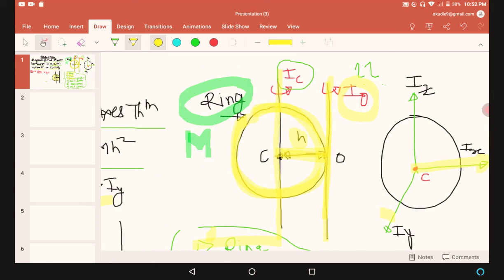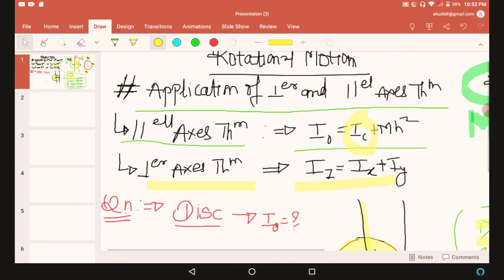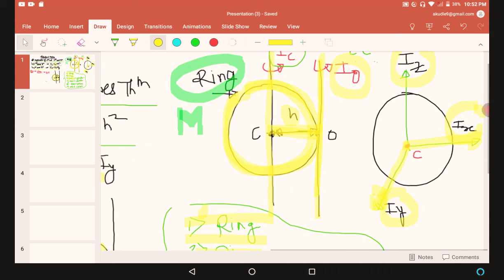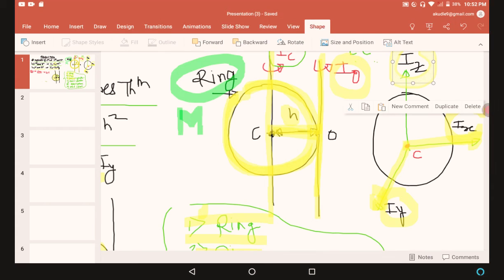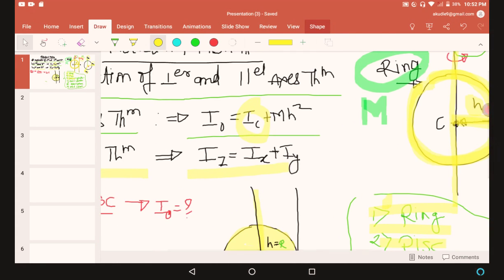Ix is the moment of inertia about the X axis. What is Iy? Iy is the moment of inertia about the Y axis. Iz is the moment of inertia about the Z axis. And what does the perpendicular axis theorem say? It says the moment of inertia about z is equal to Ix plus Iy.